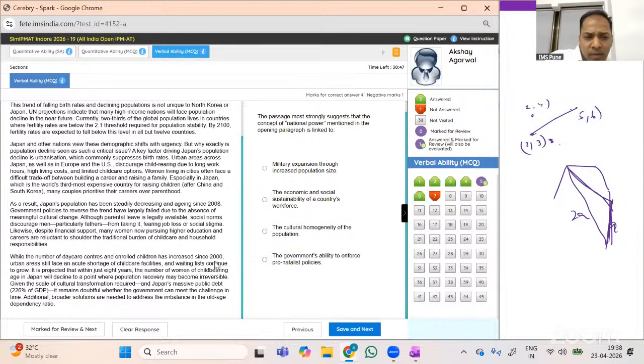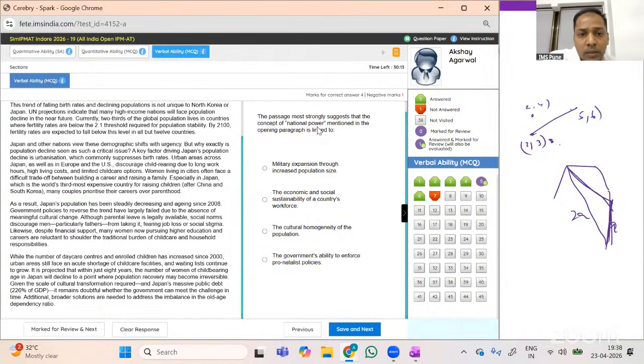While the number of daycare centers and enrolled children has increased since 2000, urban areas still face an acute shortage of childcare facilities. Waiting lists continue to grow. It is projected that within 8 years, the number of women of childbearing age in Japan will decline to a point where population recovery may become irreversible, given the scale of cultural transformation required and Japan's massive public debt. It remains doubtful whether the government will meet the challenge in time. Additional broader solutions are needed to address the imbalance in the old age dependency ratio.